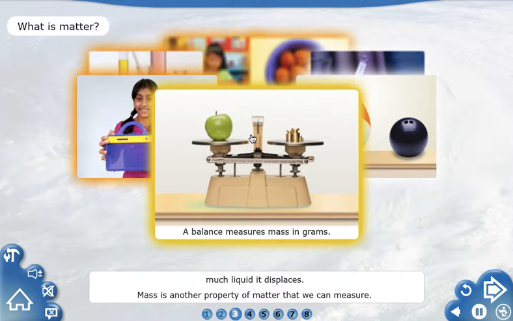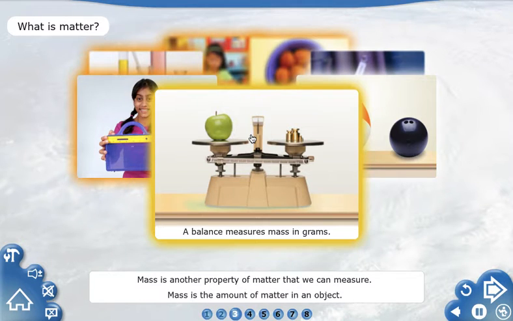Mass is another property of matter that we can measure. Mass is the amount of matter in an object. Mass can be measured with a balance.